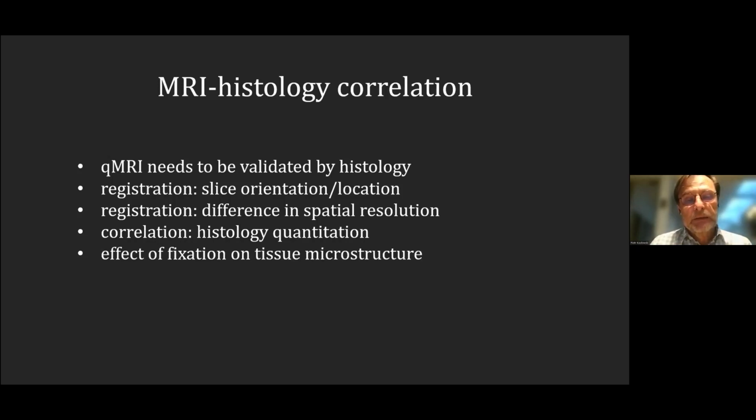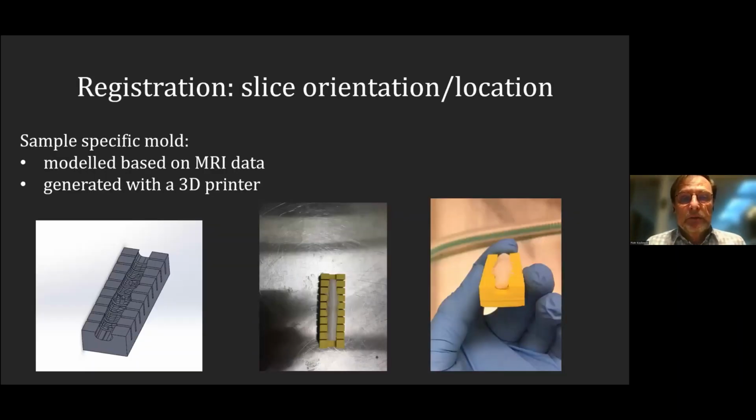In addition to that, the chemical fixation will always have some effect on the tissue microstructure, and it's important to understand what it is when we analyze and interpret the results. So with regards to the registration, so it's slice orientation and location, we started using in our lab sample-specific molds that are basically modeled based on the typical structural MRI data and generated with a 3D printer. And I believe Kirsten will be talking about that a little bit more. Here are some examples of the molds that were created for extracted spinal cords.